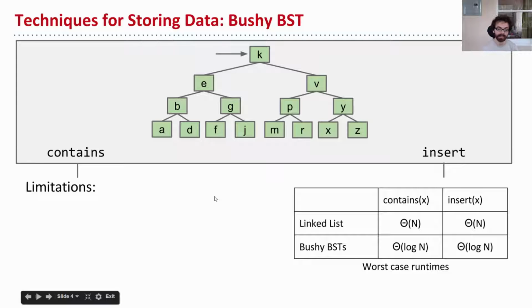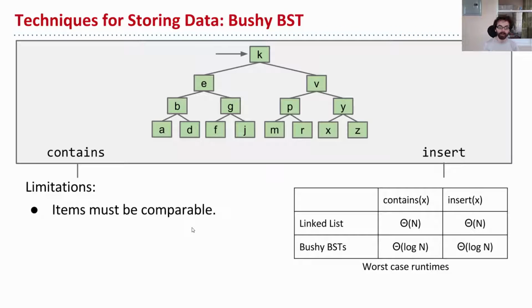Unlike some ideal data structure, the bushy BST has certain things we have to worry about. One, our items have to be comparable. In order to know where to put something in a tree, we need to be able to say, is it to the left or to the right? Is it smaller or larger? So that's actually a limitation, because sometimes you might want to store a set of items which are not comparable.